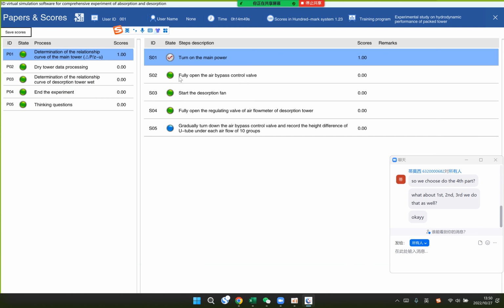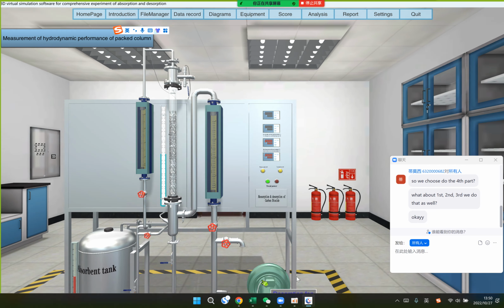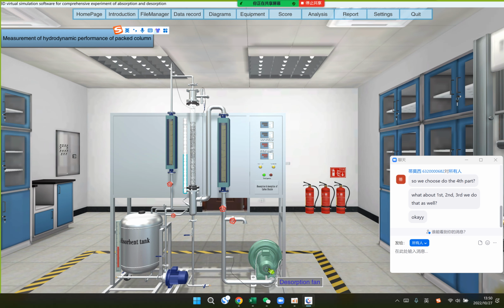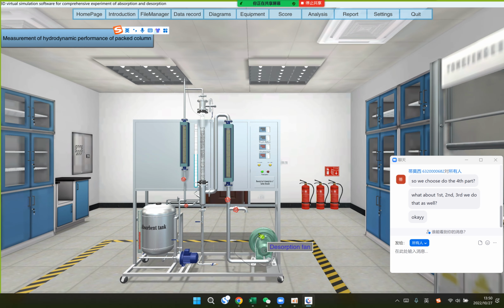So then fully open the bypass control for the valve, because this is a vortex air pump. This is the vortex air pump. We use it to suck the air from the atmosphere.